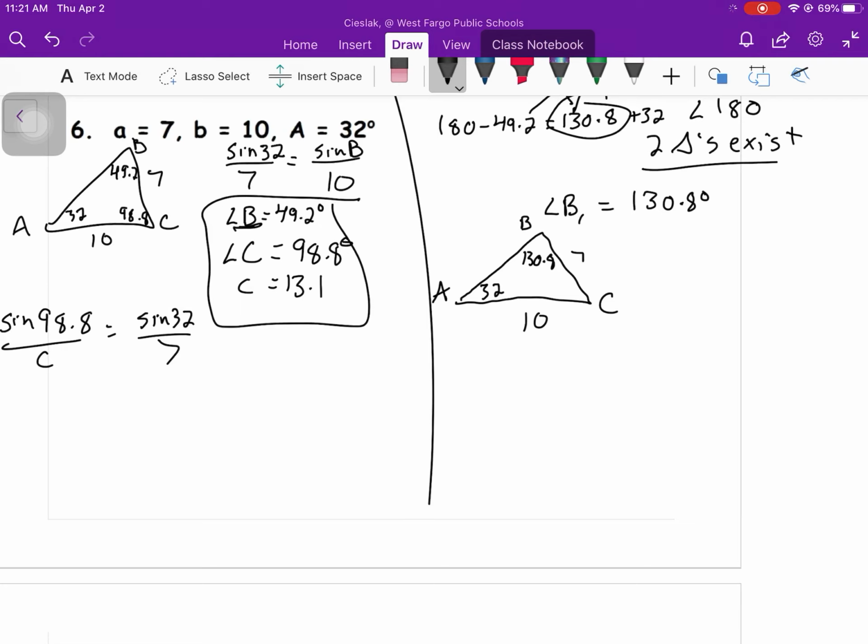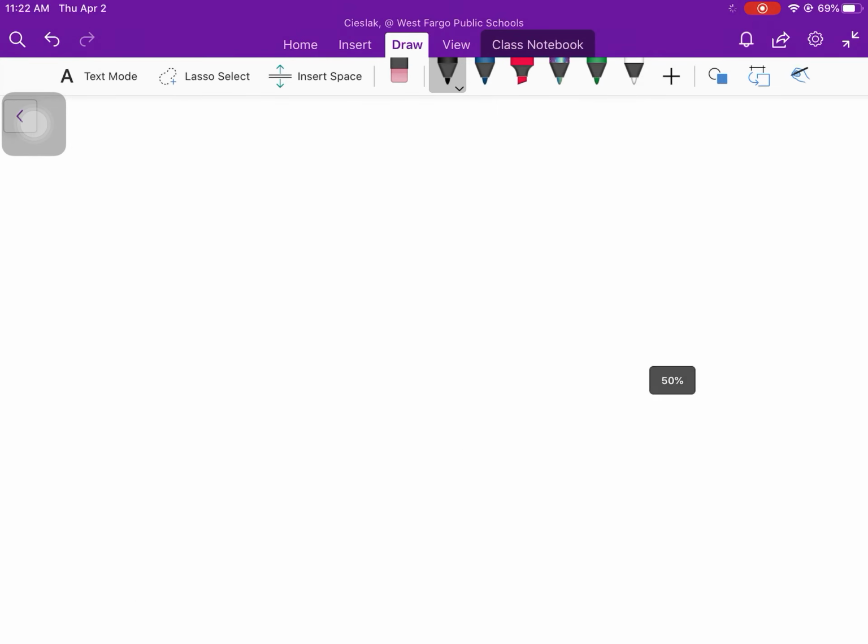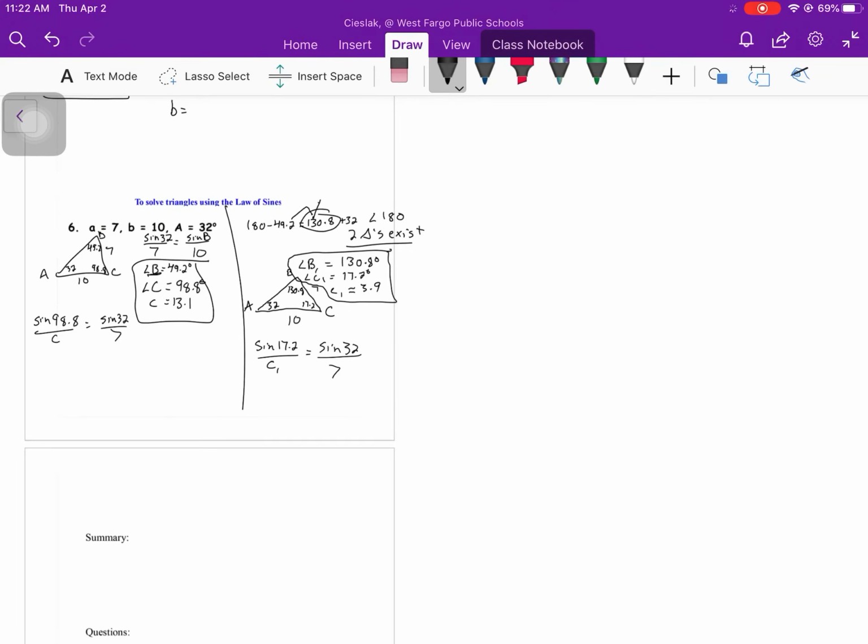Over here, if I take 180 minus 130.8 minus 32, this gives me angle C1 is equal to 17.2 degrees. Okay, and then I've just got to find actual side C1. So I can go sine 17.2 over C1 is equal to sine 32 over 7. Okay, and if we solve that, you should get C1 is approximately 3.9. So there are my 6 answers, 3 for each triangle.